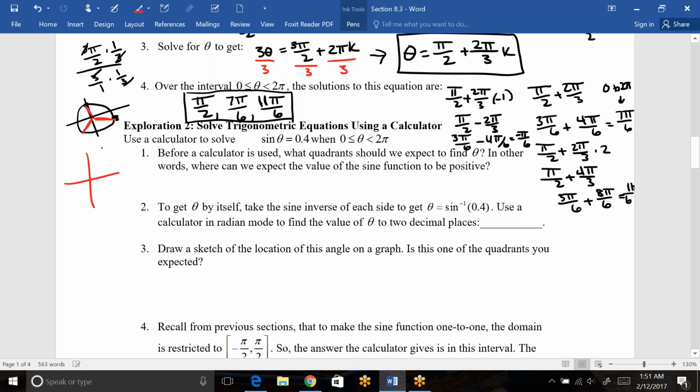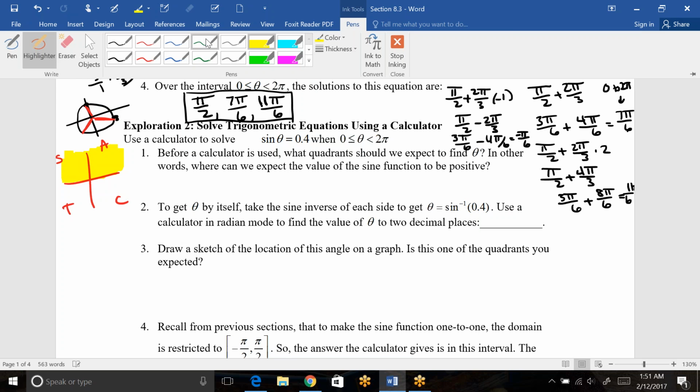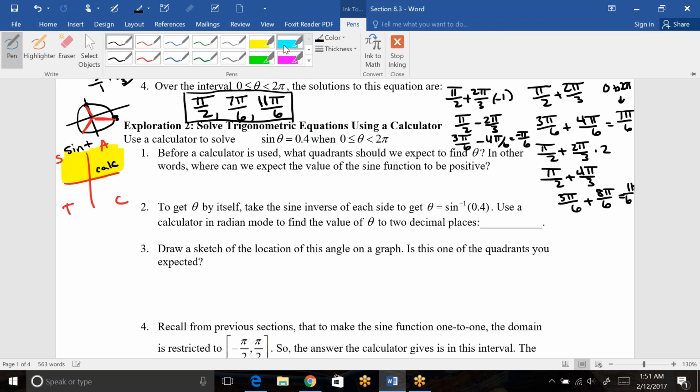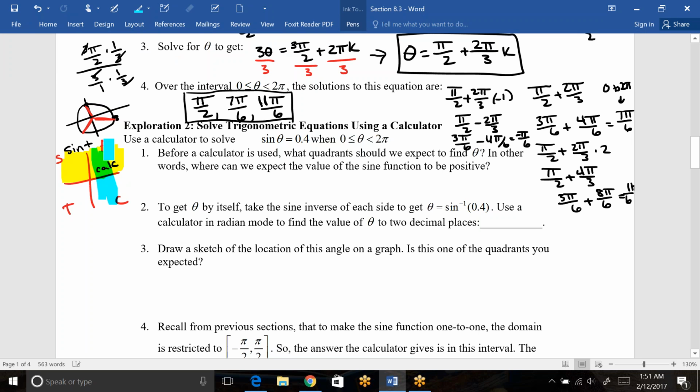Okay, so when is sine positive? Remember, all science teachers are crazy. So in these top 2 quadrants is when sine is positive. So all of these up here is when sine is positive. But if you remember how to solve this, you need to do the inverse of both sides. Because of that, the calculator is only going to give you this piece of information, and I'm going to explain why. When you have to use your inverse, remember you have to do your restricted domains. So that's negative pi over 2 to pi over 2.